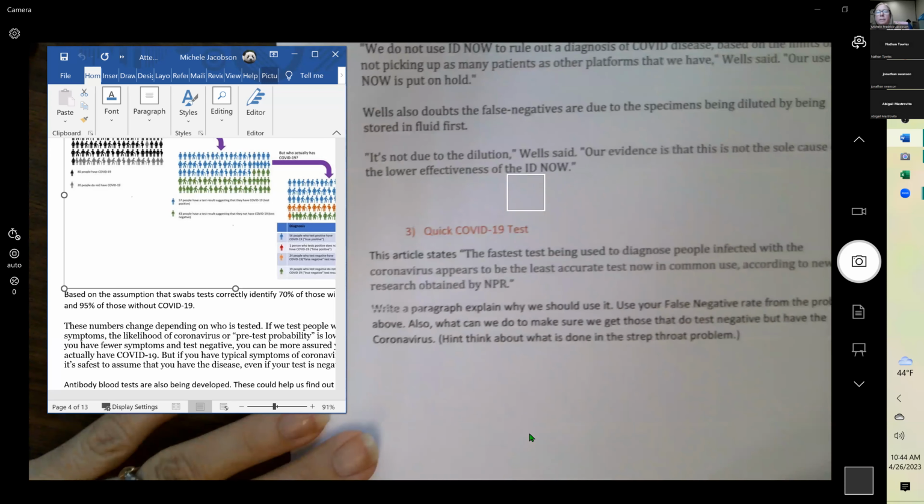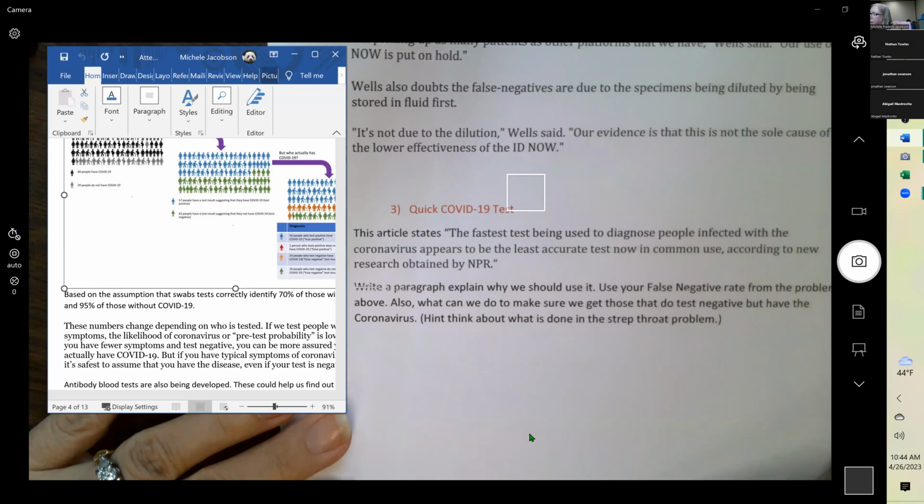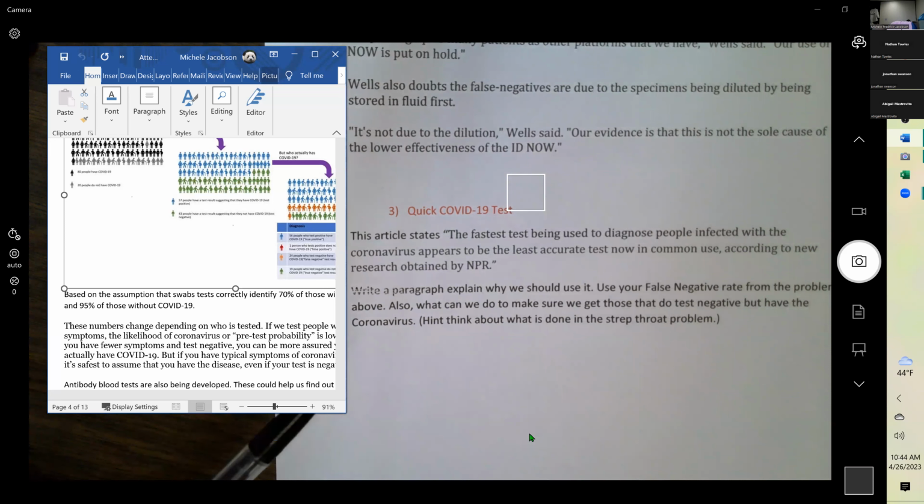This article states, and so you'll want to read the article. The fastest test being used to diagnose people infected with coronavirus appears to be the least accurate test now in common use, according to new research obtained by NPR. And this was, I think, 2 years ago now.